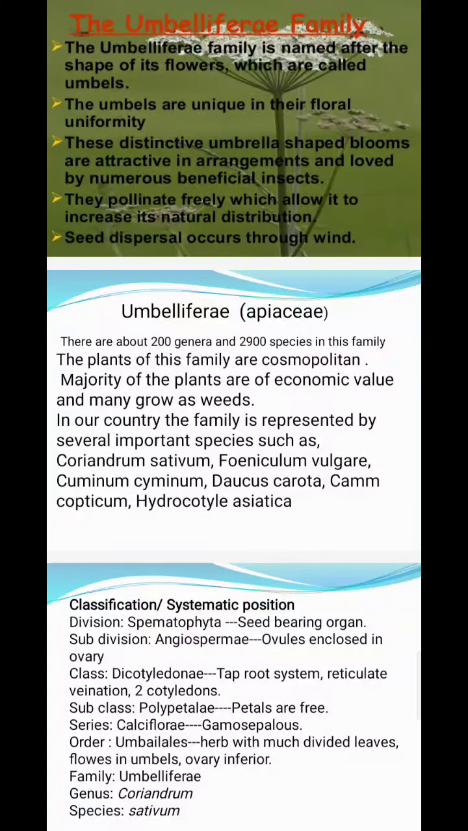Hello students, today we discuss the next family, that is Umbelliferae, another name of which is Apiaceae. The Umbelliferae family is named after the shape of its flower, which is called an umbel. The flowers of this family look like umbel shapes. That's why this family gets the name Umbelliferae. The umbels are unique in their floral uniformity.